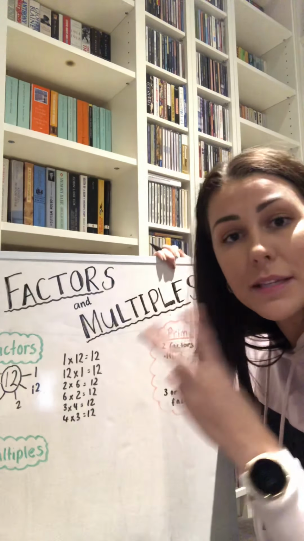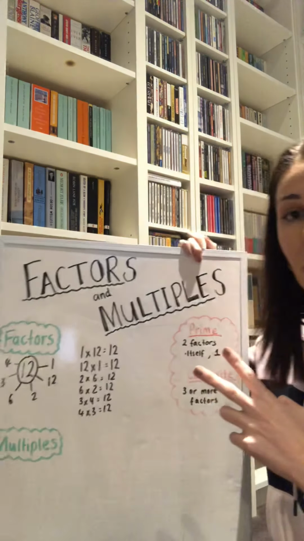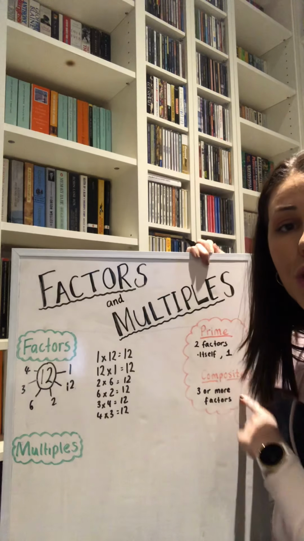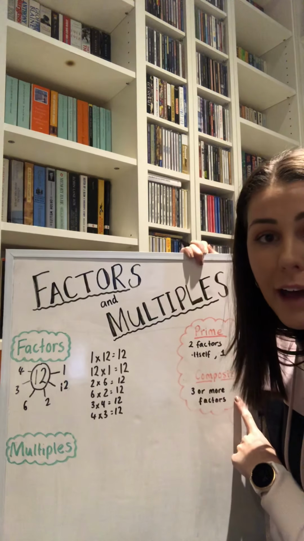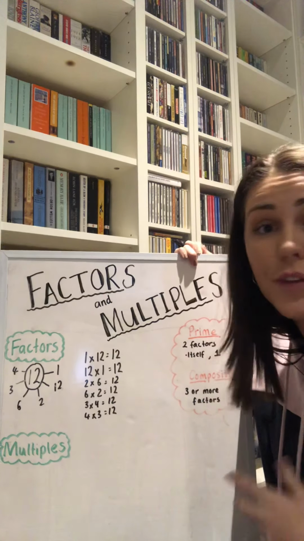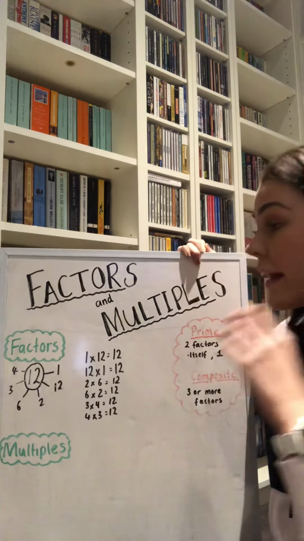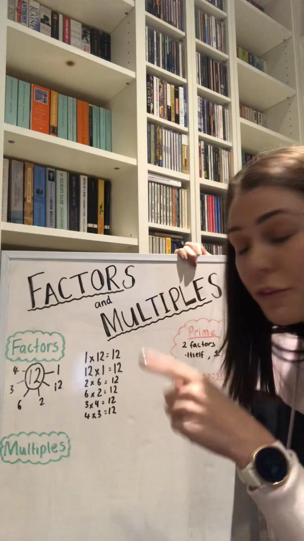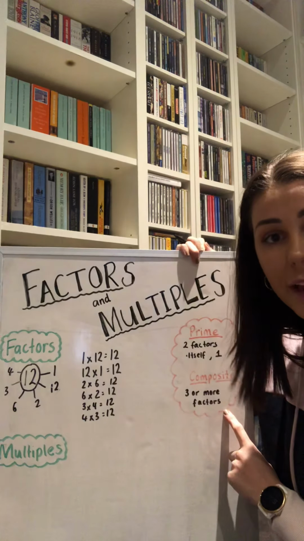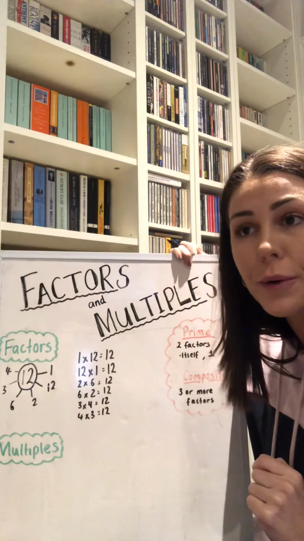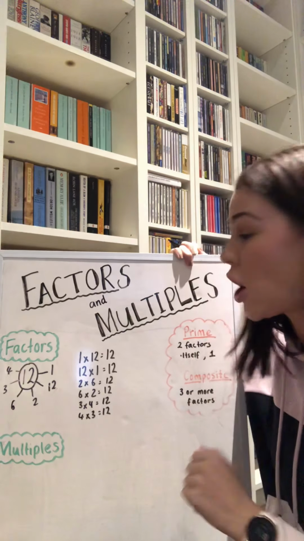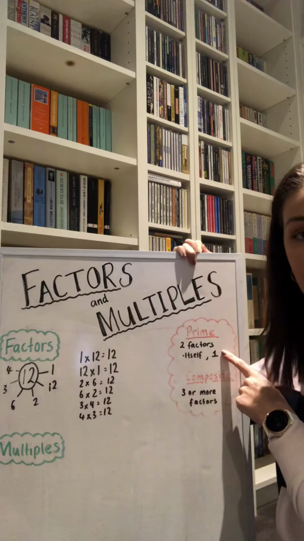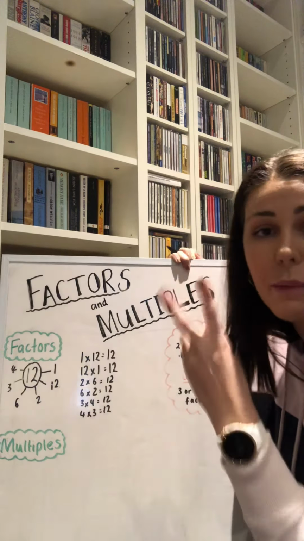Now, when we're looking at factors, if a number has more than 2 factors, so more than 2 numbers that multiply together, then that is what we call a composite number. You don't need to know prime and composite until you get to Year 5, but I always like to introduce it now just for those people who can retain that knowledge. If a number has more than 2 factors, it is a composite number. If there is a number that can only be times by 1 and itself, then that is what we call a prime number. That can only be times by 2 numbers.